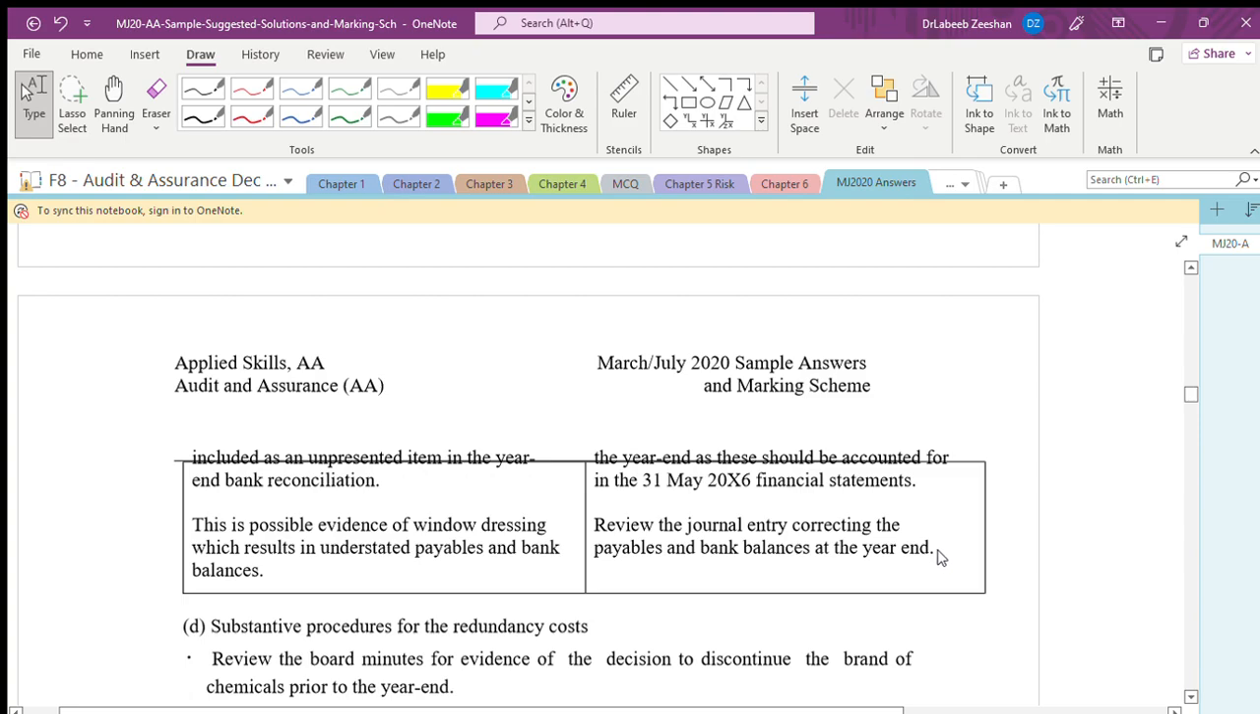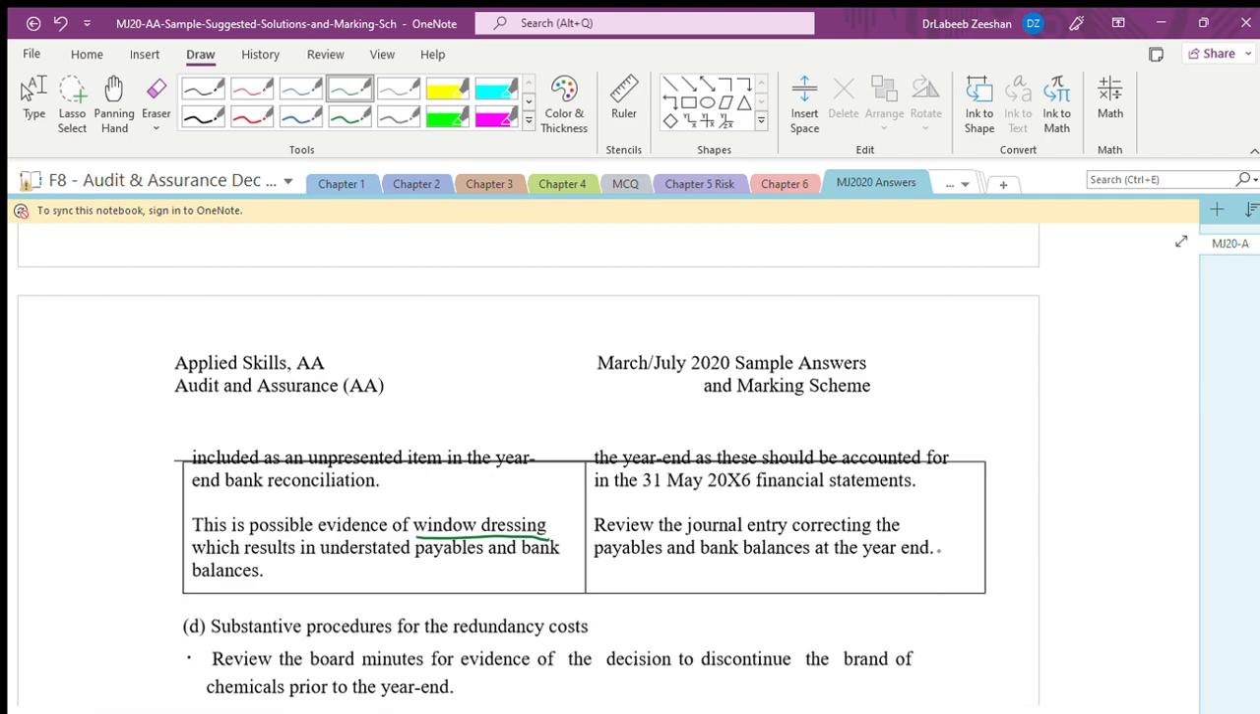There is possible evidence of window dressing. Understand? Most of the concept is there now. Window dressing is an accounting and auditing term. Is it right? It means the financial statements have been manipulated.